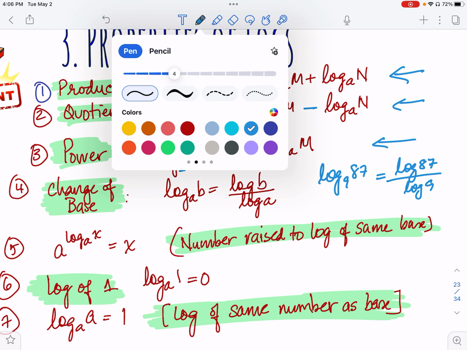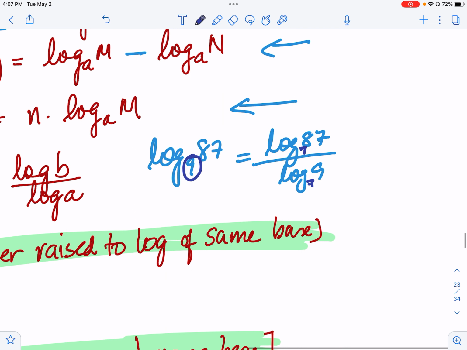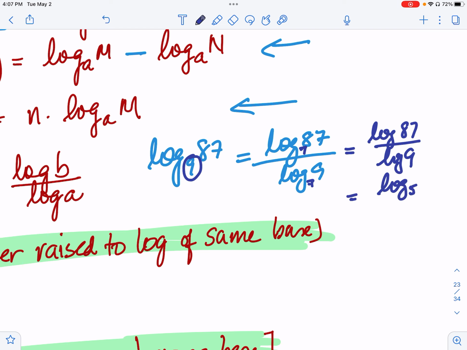You can technically change the base. If you notice, base is 9 here. But when I converted it, I didn't write any base because I've defaulted it to base 10. So the base here wouldn't matter. I could change the base to 7 and 7. As long as the base is the same, the ratio will always be the same. Whether you do log of 87 over log of 9, this will be the same as log base 5 of 87 over log base 5 of 9, or pick any base. All these ratios will be the exact same.